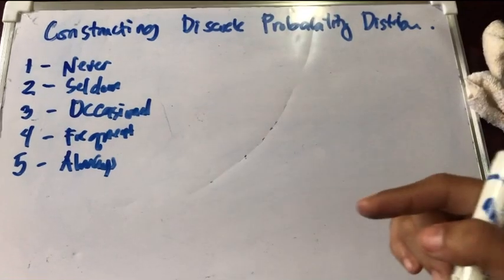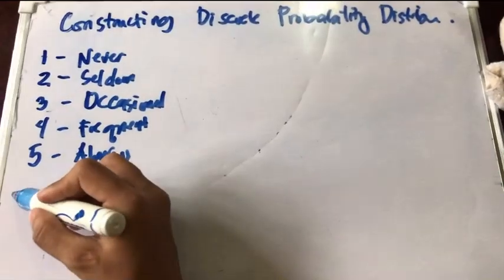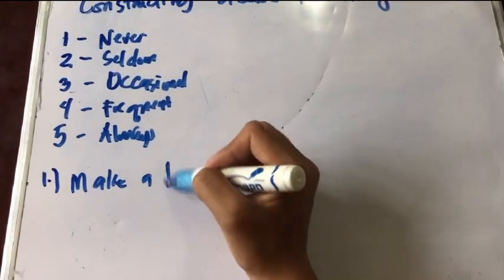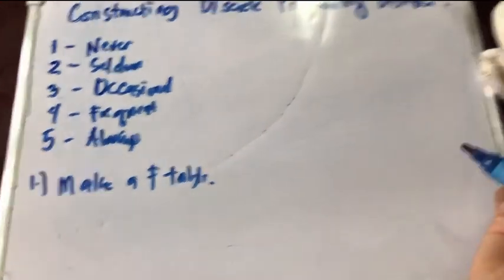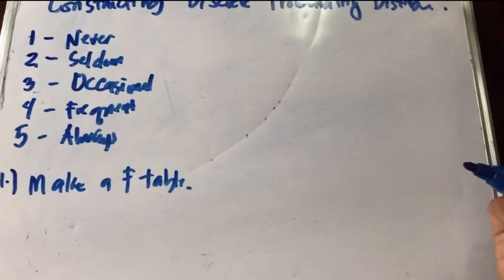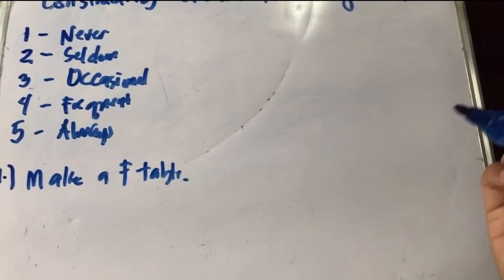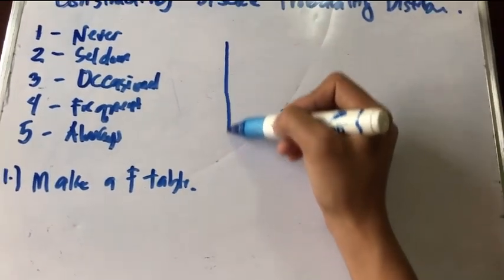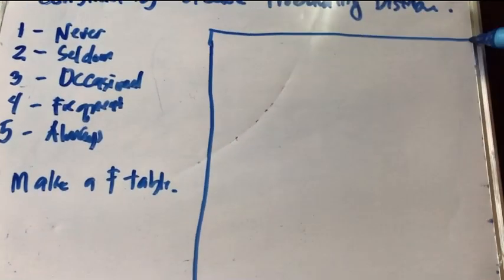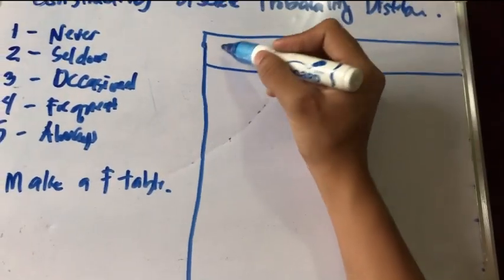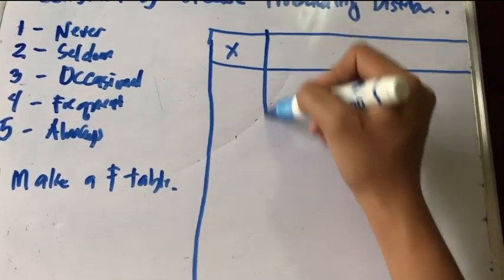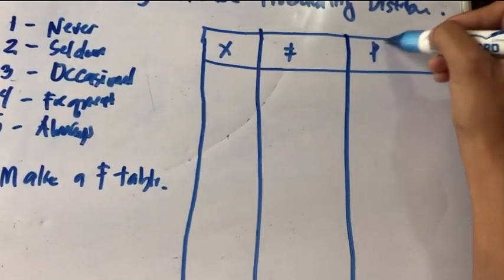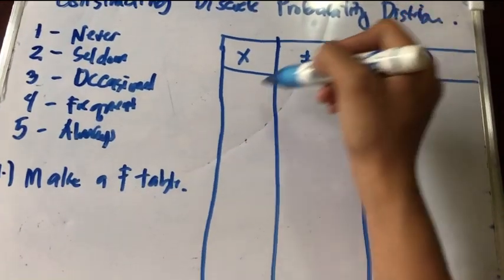Now the first step in constructing a discrete probability distribution is to make a frequency table. So what do we mean by this frequency table? Frequency is the number of occurrences. So let us make a table here. We will have 3 columns. The first one is for our random variable. The second is for our frequency. And the third one, our probability.